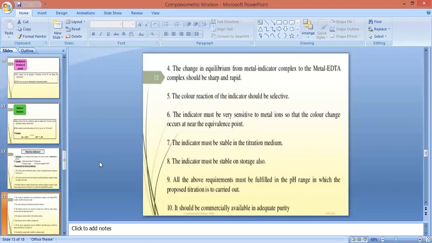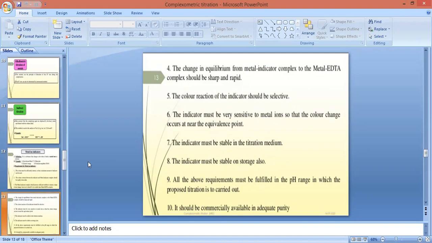Next, fourth requirement: the change in equilibrium from metal indicator complex to metal EDTA complex should be sharp and rapid. That is, dissociation of the complex between metal and indicator and formation of the complex between metal and EDTA should be sharp and rapid. Due to this change, the color change should be sharp and rapid. Next is the color reaction of the indicator should be selective.